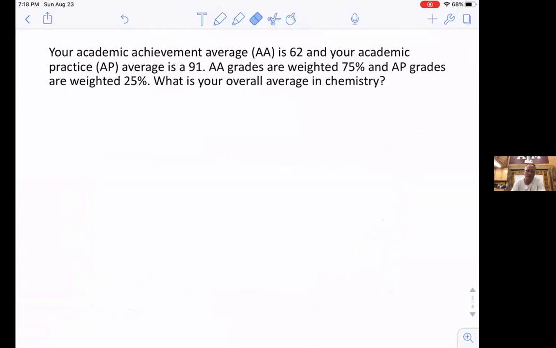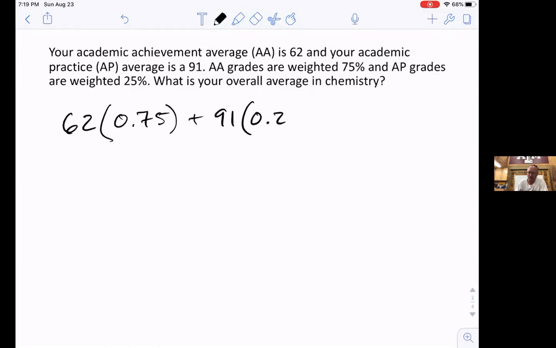Many of you can already do these. This is not difficult, but it may be good to see an example of it just in case. All right, so we know that the academic achievement average is 62, and the percentage of that was 0.75 or 75%. Added to that is going to be your academic practice average, which in this case was much better. It's a 91, and the percent weight of this is 25%. So you use this to calculate what your overall average is.